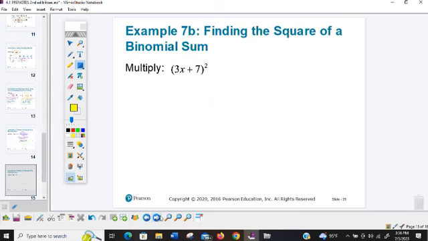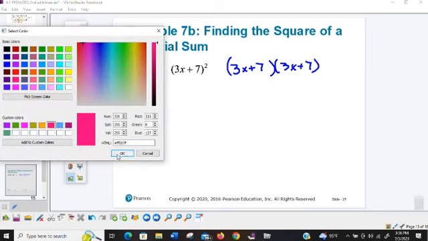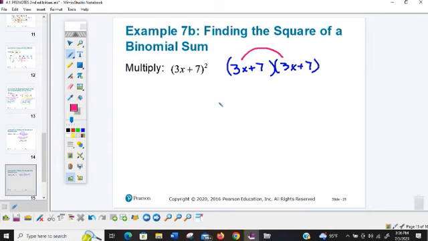Let's look at another one. This one is also plus in the middle. So I'm going to write it twice. 3x plus 7 times 3x plus 7. And the middle terms aren't going to cancel out because they're both positive. So let's FOIL this. 3x times 3x is 9x squared.